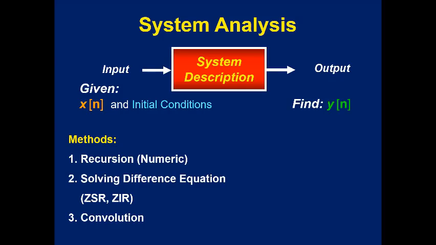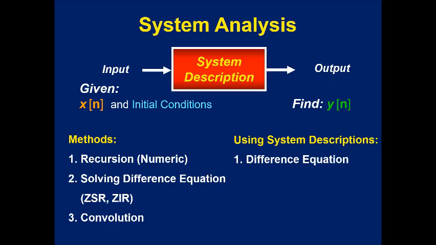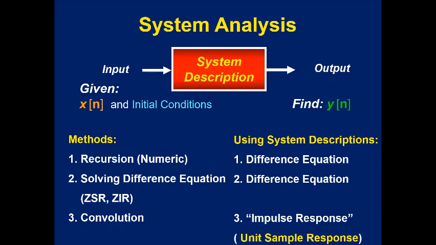In order to do convolution, though, we need a different system descriptor. For the recursion and solving the difference equation, we used the difference equation as our way of describing the system, how it was going to respond to any given input. For convolution, though, we're going to change what we use to describe the system to the unit sample response, which we'll derive from the difference equation, but it will take the difference equation's place in representing for us and giving us the information we need to know about how the system responds to given inputs.